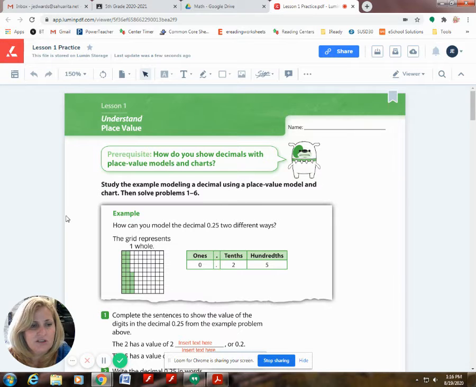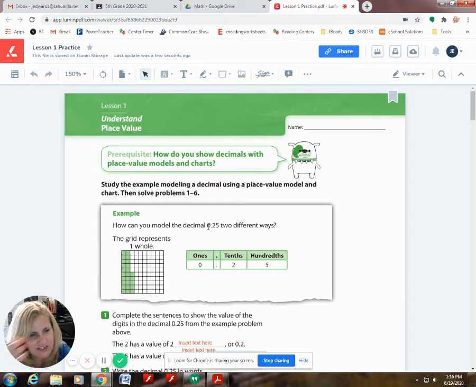So look at this first one. How can you model the decimal 25 hundredths 2 different ways? They're showing us 2 different models. The one right here is the grid. Remember, this is out of 100. And if you look here on this decimal, it's written as 25 hundredths. So that's telling you that it's 25 out of 100 pieces to make a whole. That's basically what a decimal means.